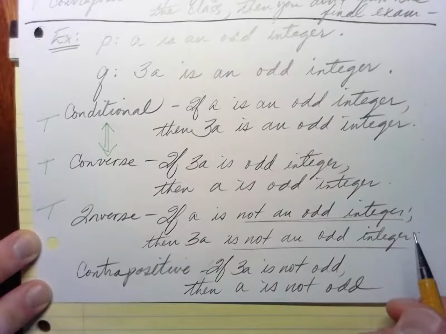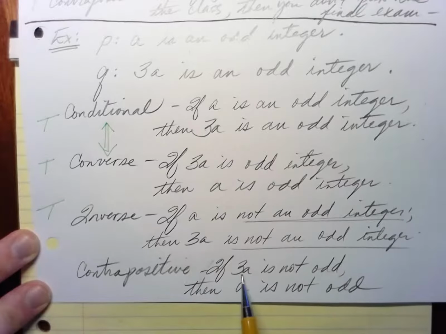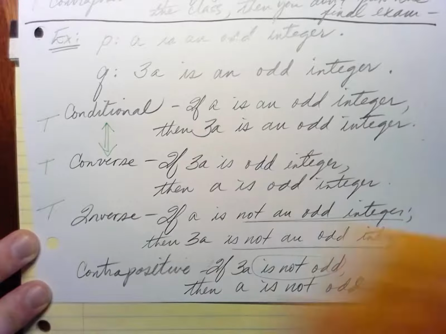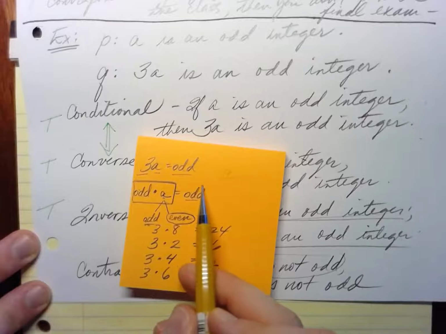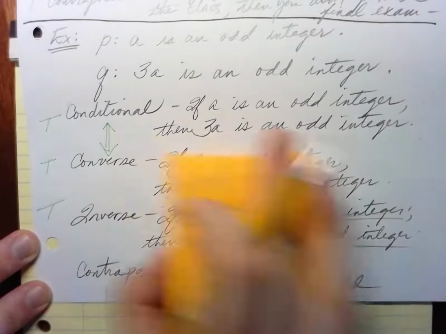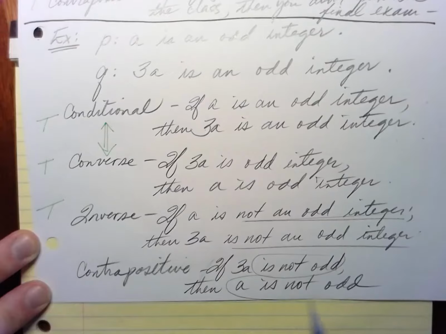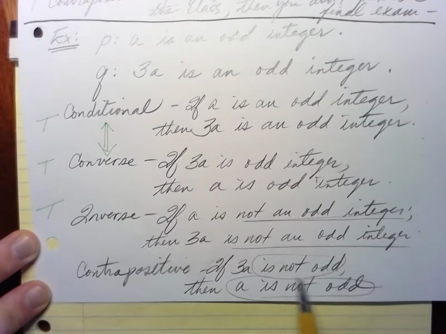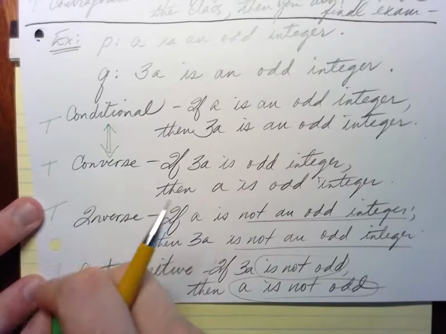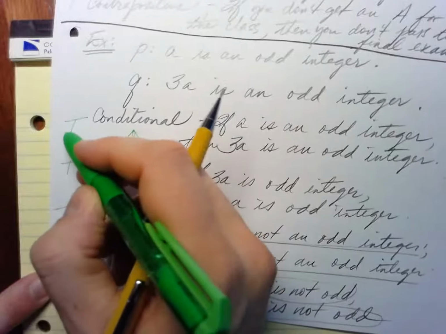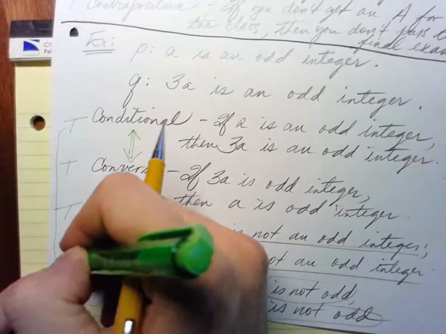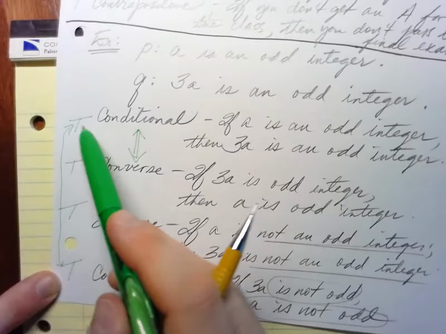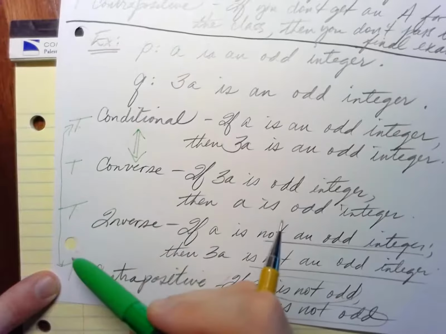But we already know that if 3A is even, as we saw right here, if 3A was even, then it had to be because A was even. So if 3A is even, then A is even. This has to be true, and also because it's going to have the same truth value as the original conditional. So this is true, true, true, true.